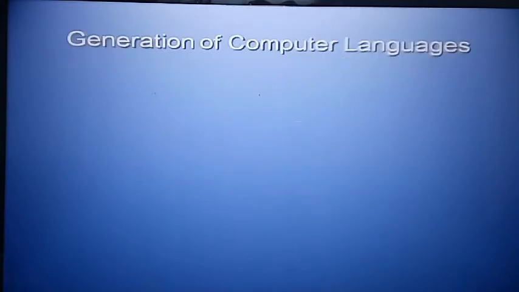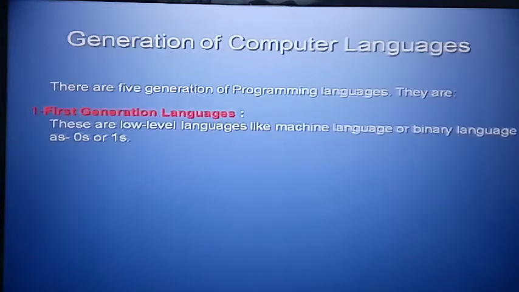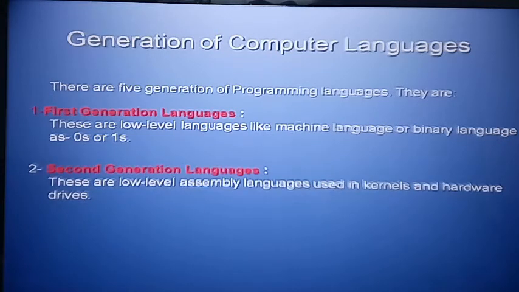After that, the generations of computer languages. So I will discuss the history of computer languages. There are 5 generations of programming languages. Number 1, first generation languages. They are the low level languages like machine language or binary language, 0 and 1. Second generation languages are the low level assembly languages used in kernel and hardware drivers. Kernel means the operating system. So this is easily understood by the operating system, the assembly language.